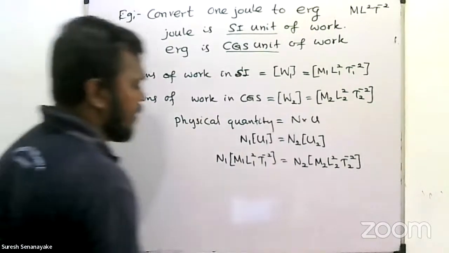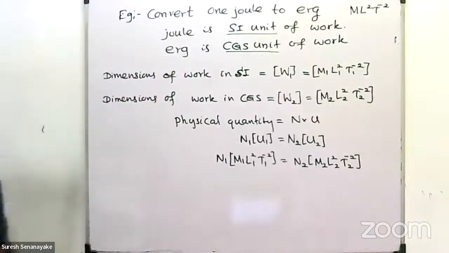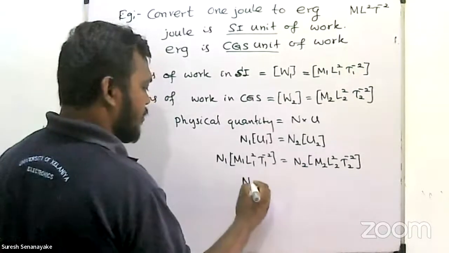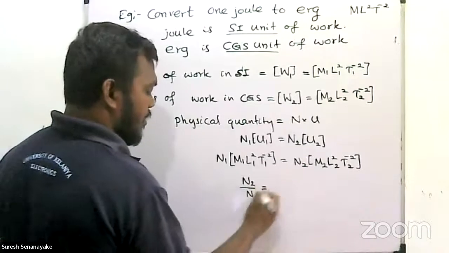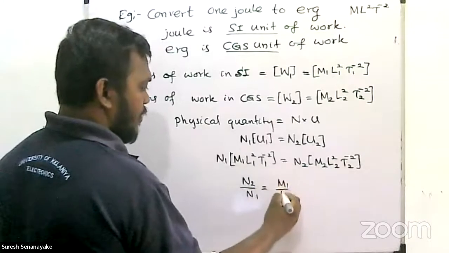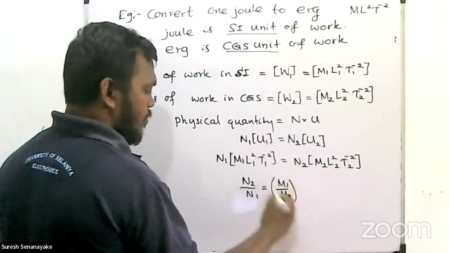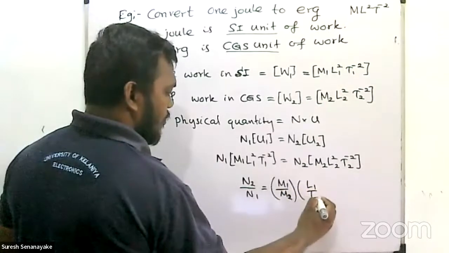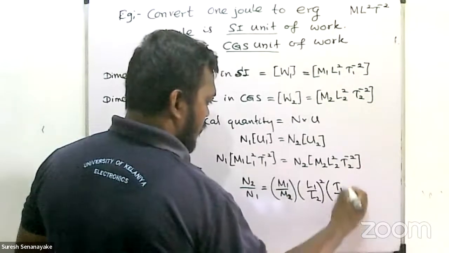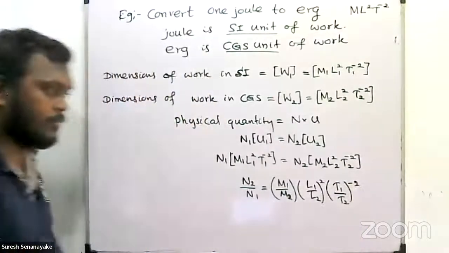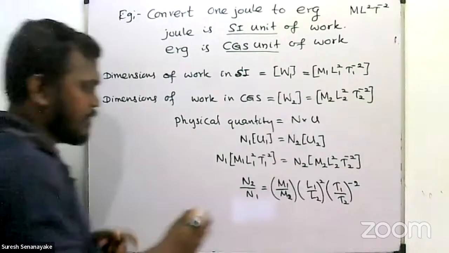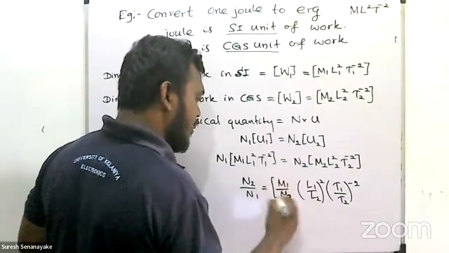Right? So then you can get the relation between this n1 to n2 ratio. This is n2 to n1, that equals, you can write, M1 to M2, and here L1 to L2, and T1 to T2 raised to the power of minus 2. You can write it in this format, just inserting the dimensions.